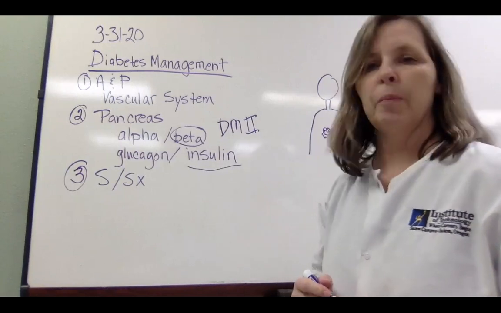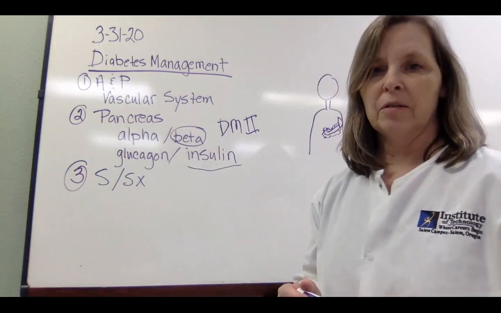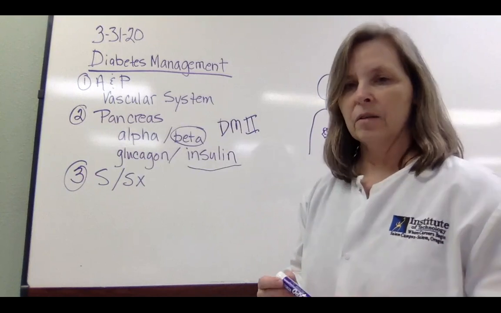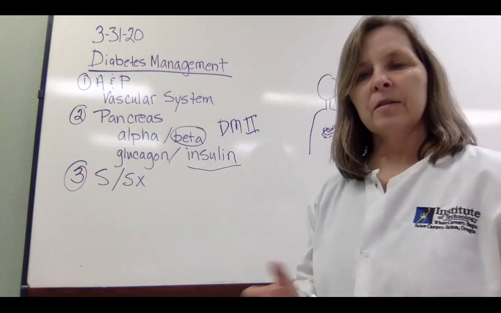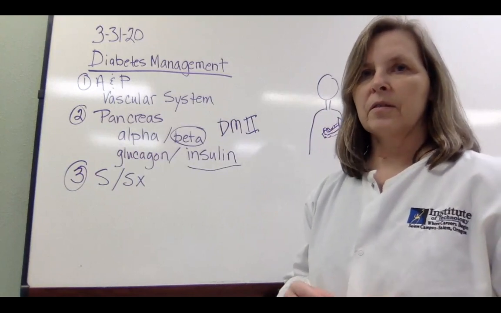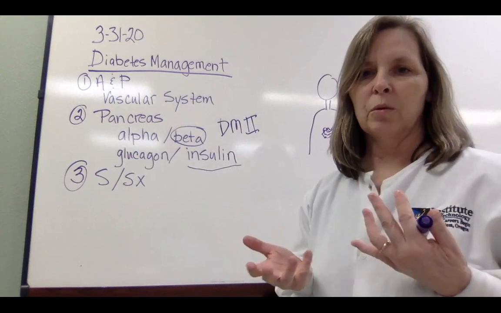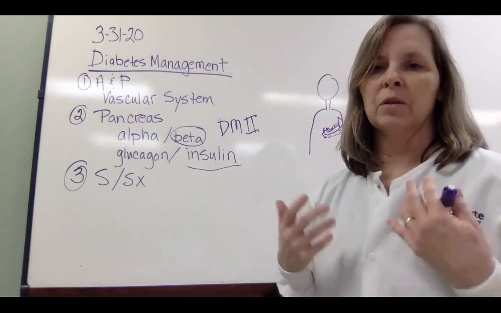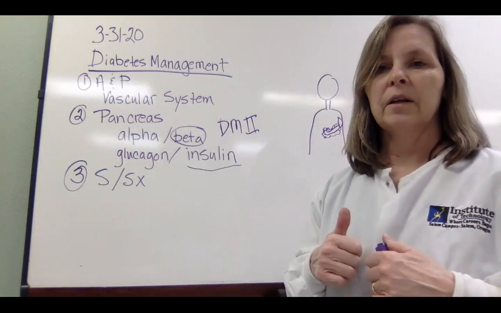The other part of the pancreas is the alpha cells. And the alpha cells produce glucagon. And that is something that the liver demands. What glucagon does is it builds up your glycogen stores, your sugar in your muscles and your liver, in case your body needs an increase in sugar level.